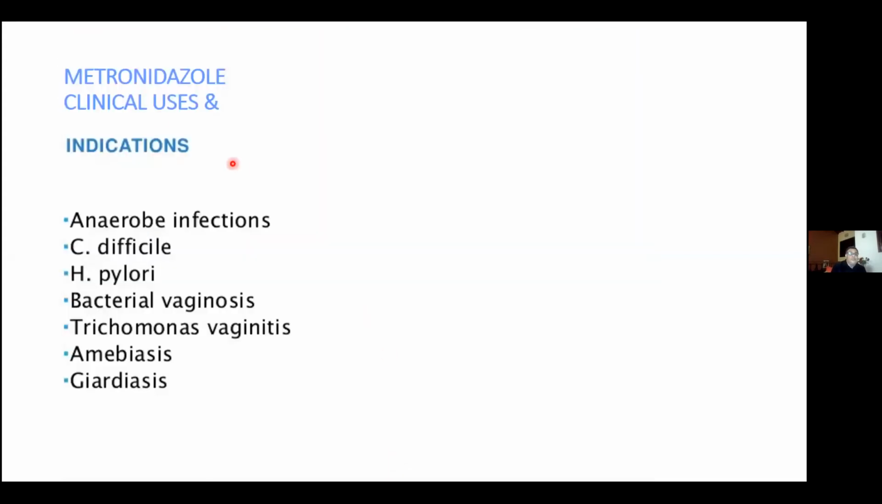The indications for metronidazole in our clinical practice are mainly anaerobic infections. Another is Clostridium difficile infection, which we will discuss a little later. Also H. pylori, which is associated with peptic ulcer disease, and these are all parasitic diseases.